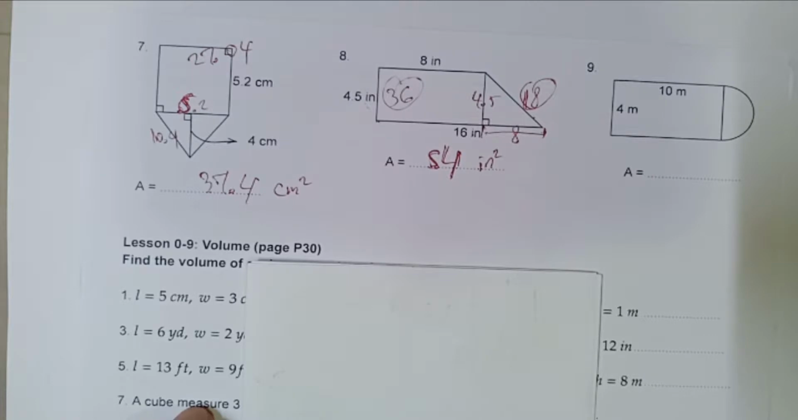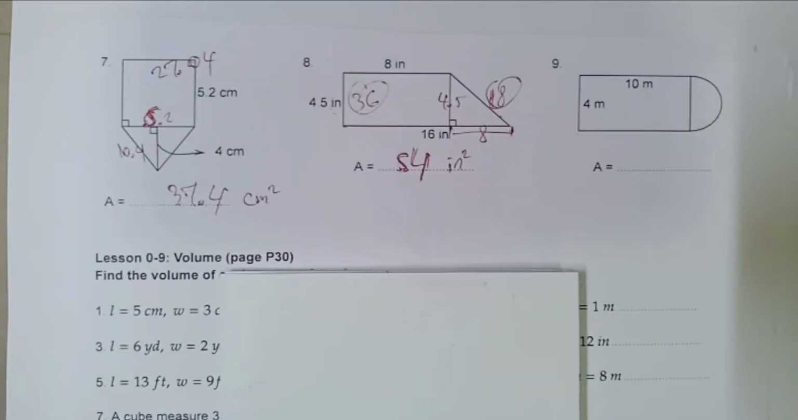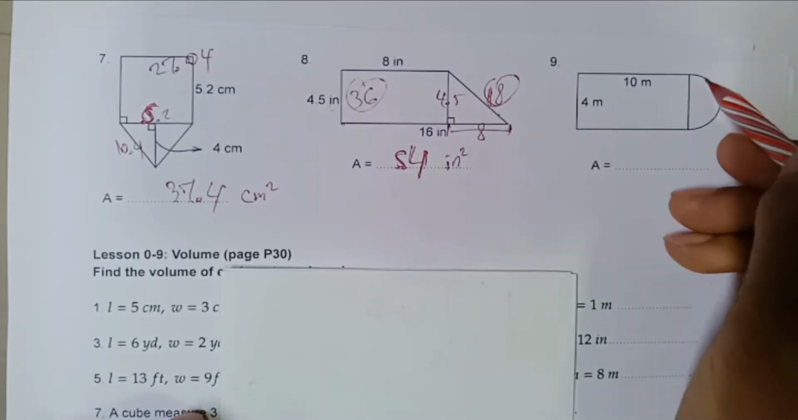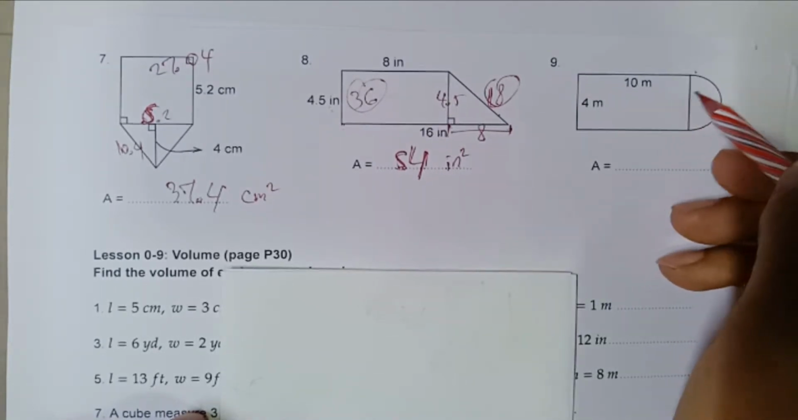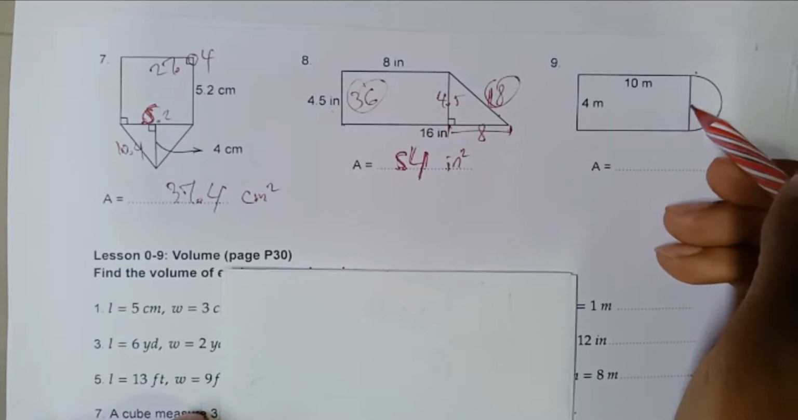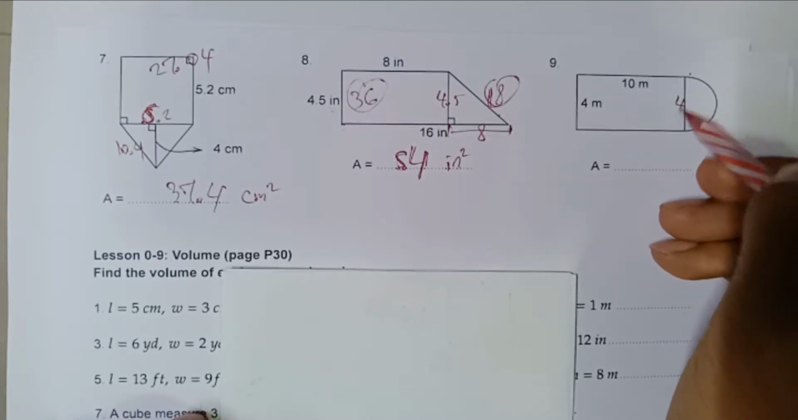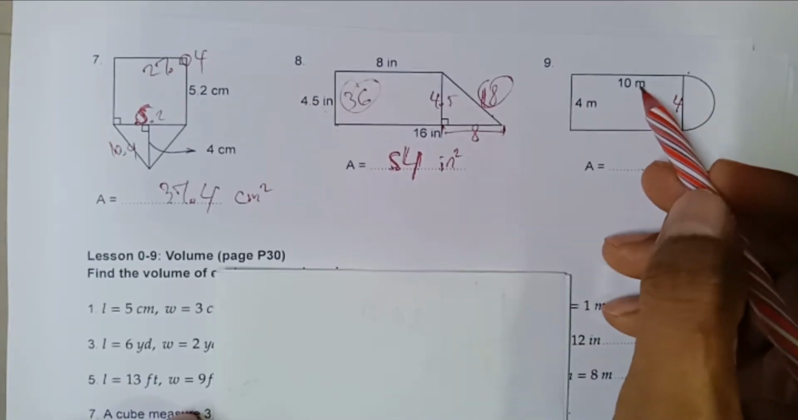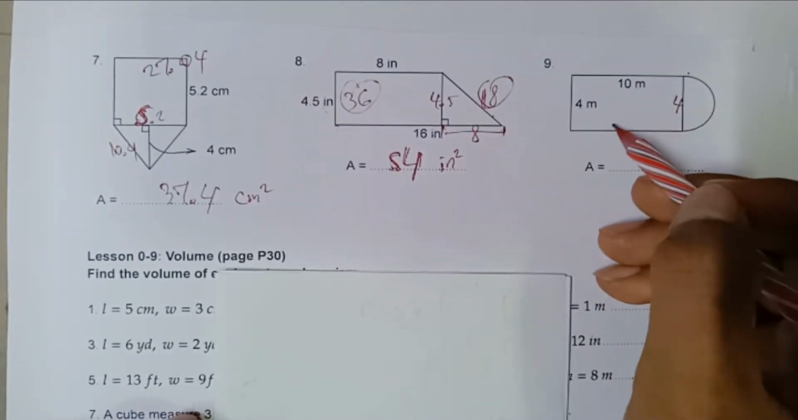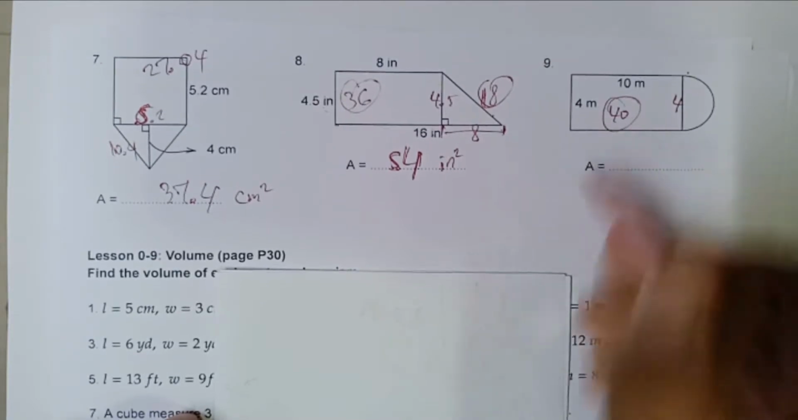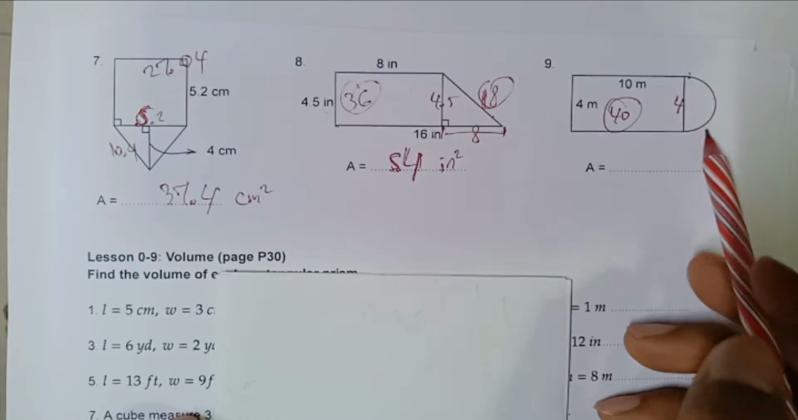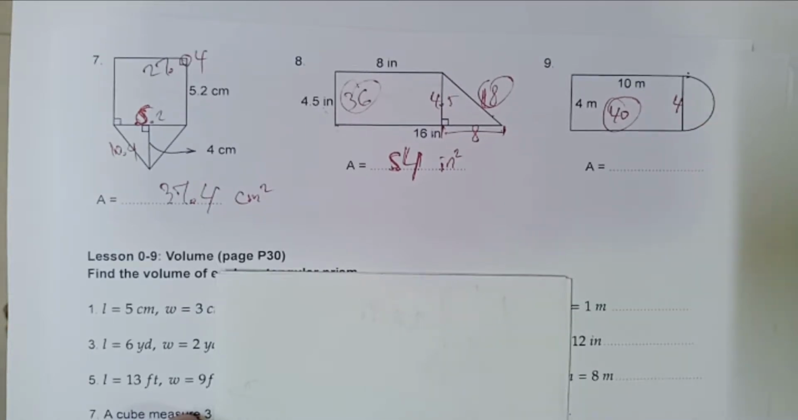And then for number 9, we have a rectangle and we have a half circle. Let's find the area of the rectangle first. 4 times 10 gives you 40. That's for the rectangle. For the area of half of the circle, or semicircle, you need to find the area of a whole circle first.